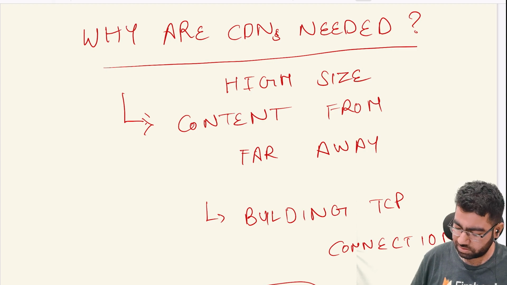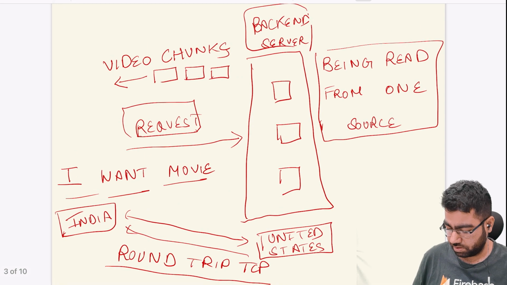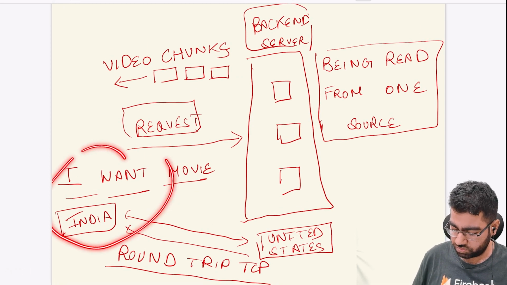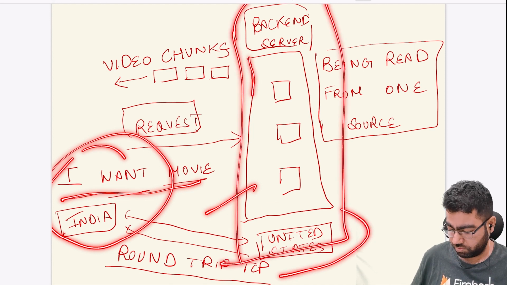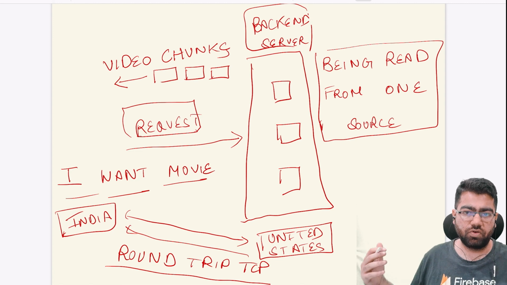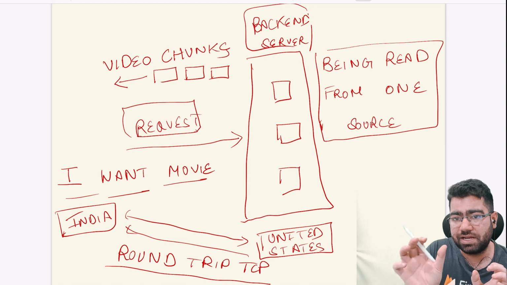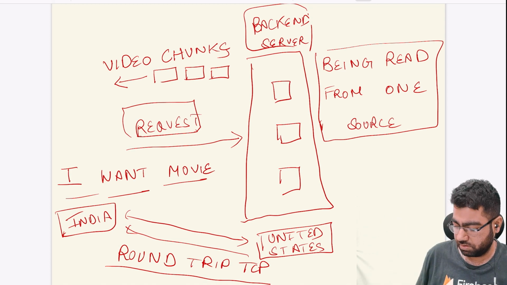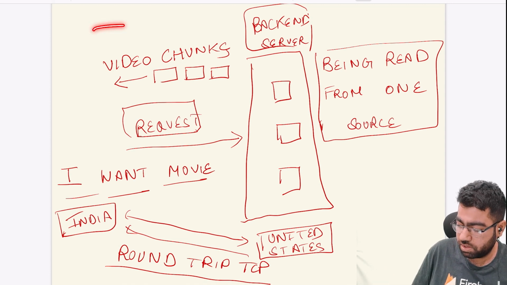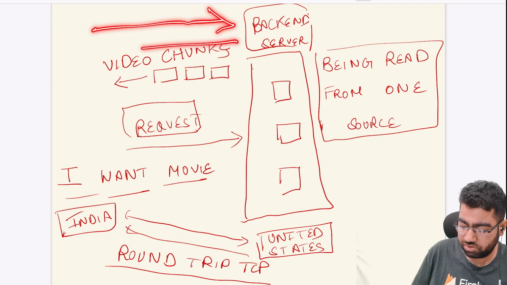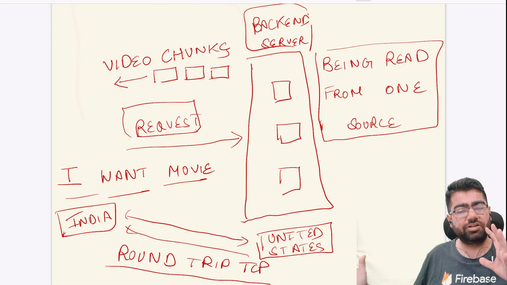The major issue is that the distance between the client and the server can be very large. For example, you are sitting in India and you want a movie, and the server that you are requesting the movie from is located in the United States. Now what is the big issue in this? If you have seen my complete series till now, you know that to establish any request you need to establish a TCP connection. In that TCP connection, there is a round trip involved. First you make a call to create a connection, then you receive an acknowledgement, and finally the connection is created.